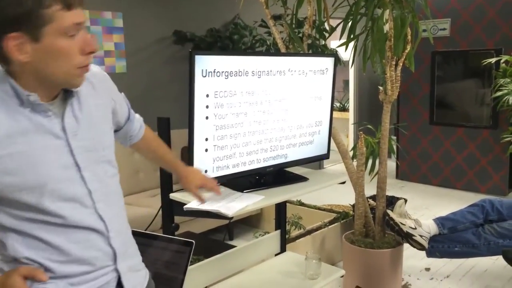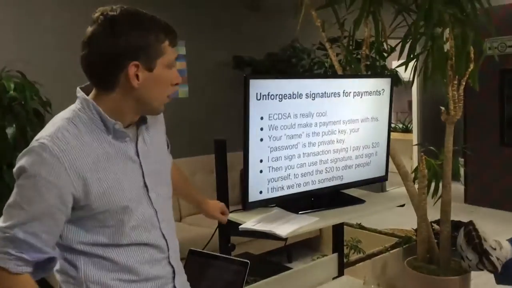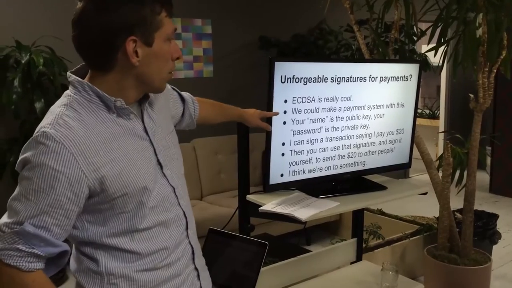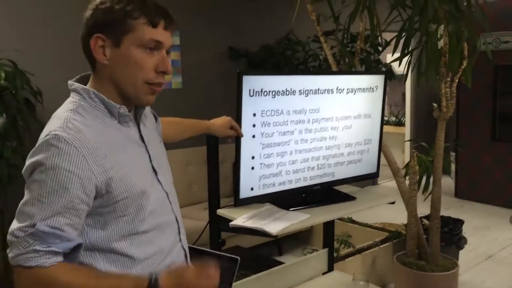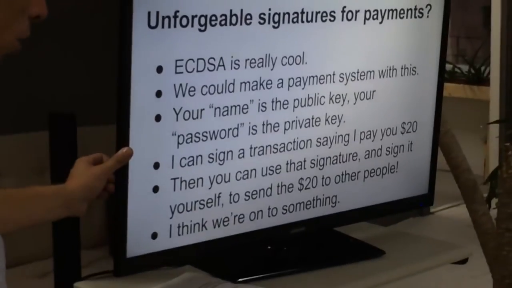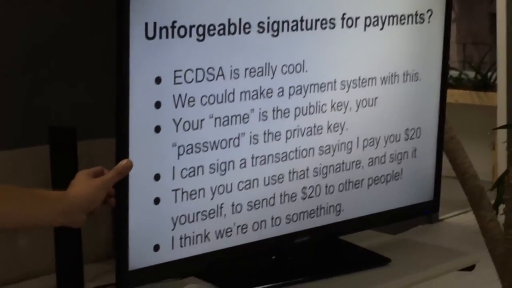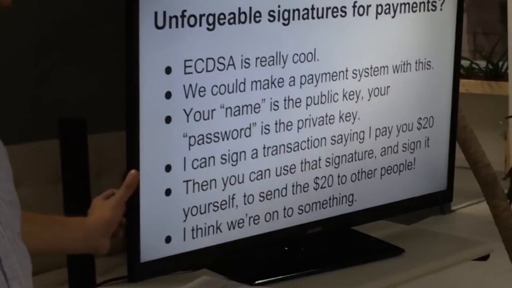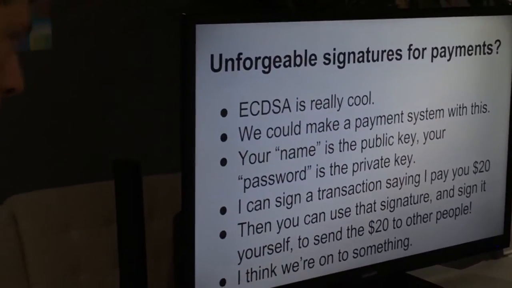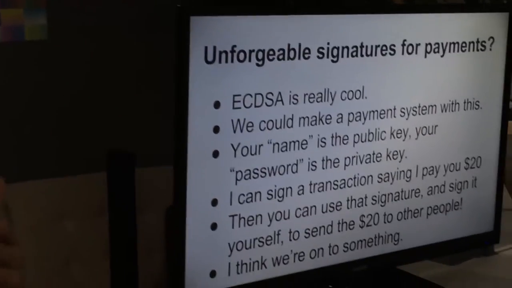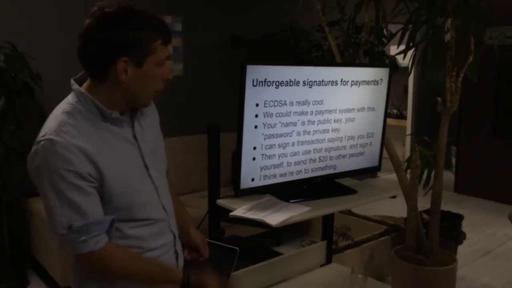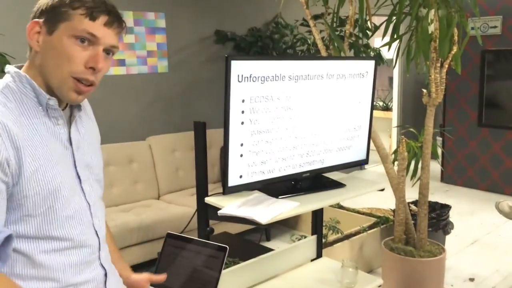Okay, so now I'll sort of transition into payment systems. ECDSA is really cool, and we could make a payment system with this, because it's a verifiable, undeniable signature that someone's using. So your name is the public key, and your password is the private key. I can sign a transaction saying I pay you $20. And then you can use that same signed transaction and sign it yourself to send the $20 to someone else. So I think we're onto something.